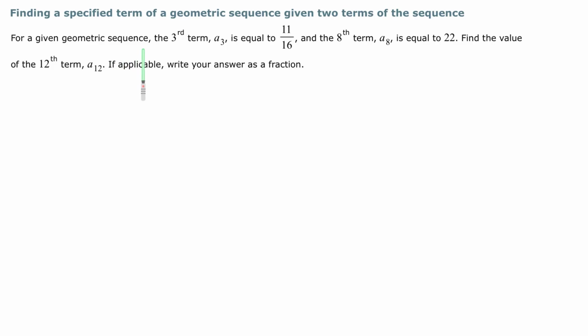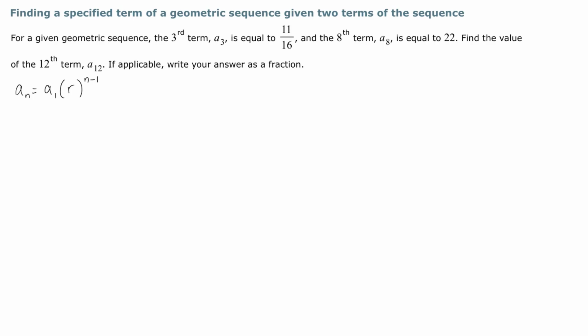For a given geometric sequence, the third term, a sub 3, is equal to 11/16, and the eighth term, a sub 8, is equal to 22. Find the value of the 12th term, a sub 12. If applicable, write your answer as a fraction. The first thing you want to do is write the formula for a geometric sequence. That is, a sub n is equal to the first term times the common ratio, r, raised to the n minus 1 power.